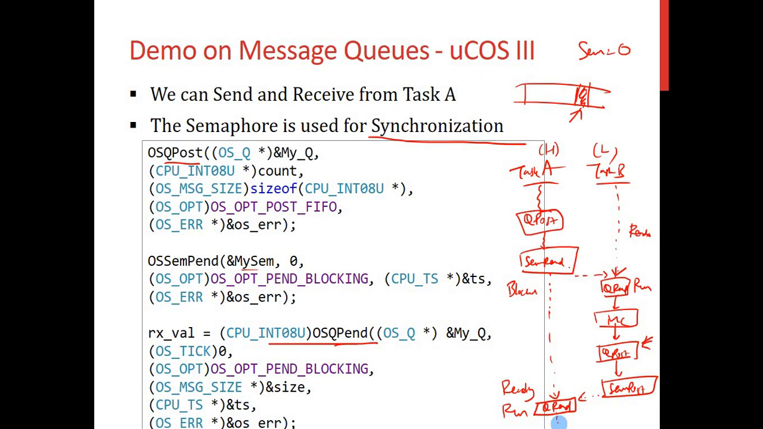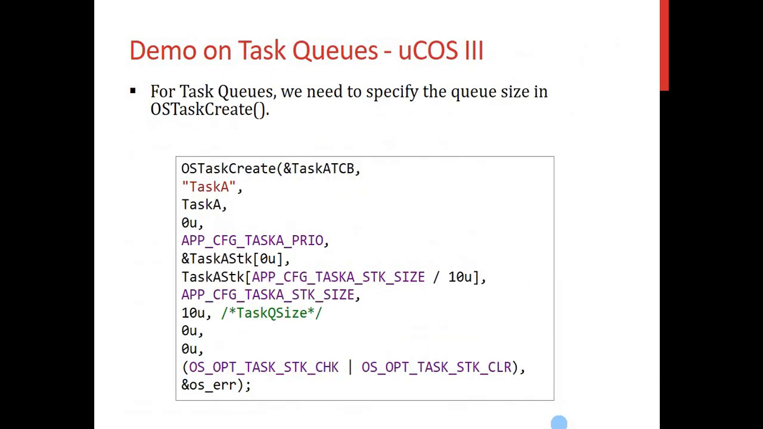So this is using the generic message queue. There's also another concept that we talk about, which is the task queue. In a task message queue, you actually use the message queue that is built into the task. The important thing is when you call OS task create, there is one parameter here, the task queue size, which you need to specify. It basically tells us how big the buffer size is going to be.